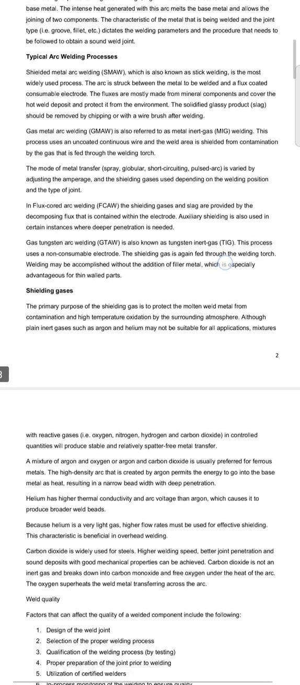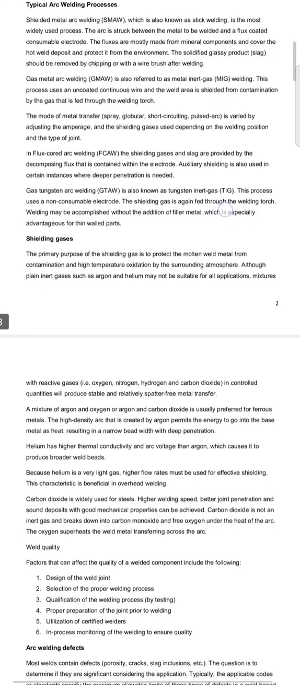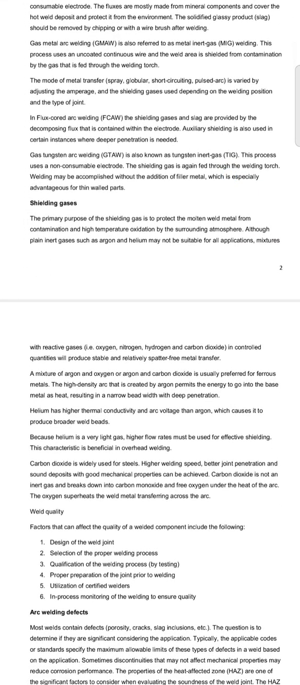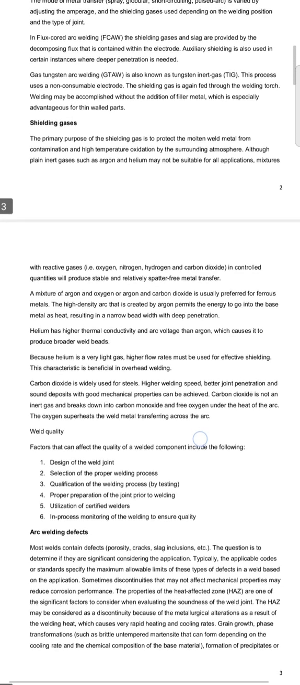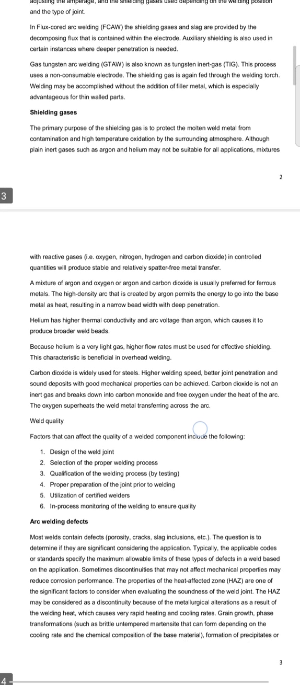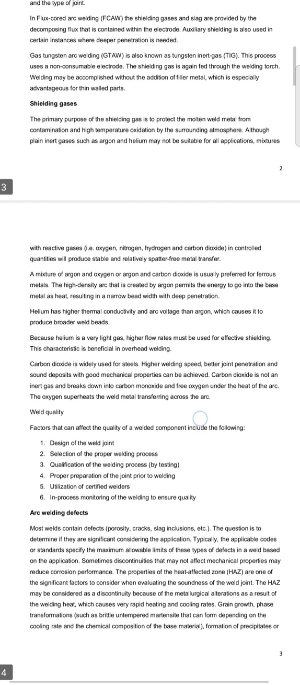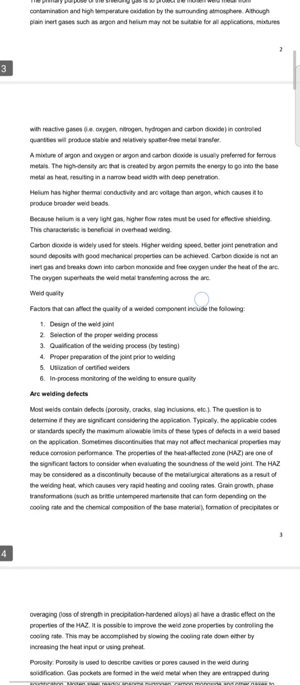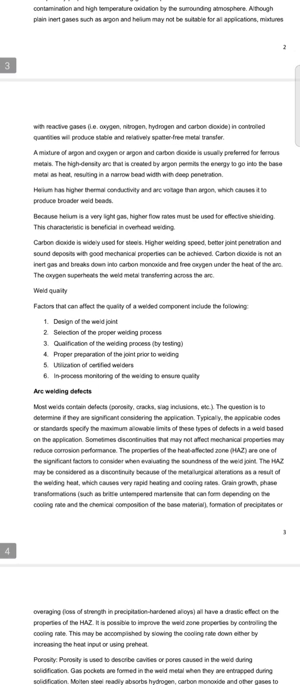Shielding gas. The primary purpose of the shielding gas is to protect the molten weld metal from contamination and high-temperature oxidation by the surrounding atmosphere. Although plain inert gases such as argon and helium may not be suitable for all applications, mixtures with reactive gases, i.e. oxygen, nitrogen, hydrogen and carbon dioxide, in controlled quantities will produce stable and relatively spatter-free metal transfer.